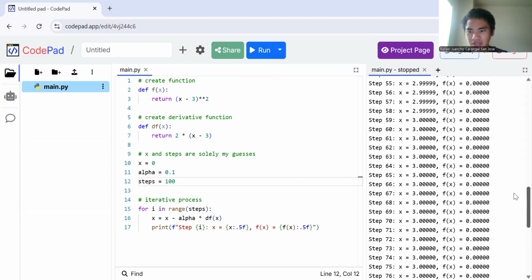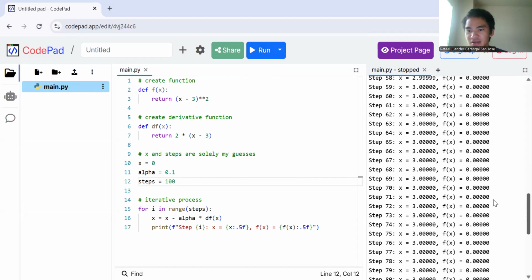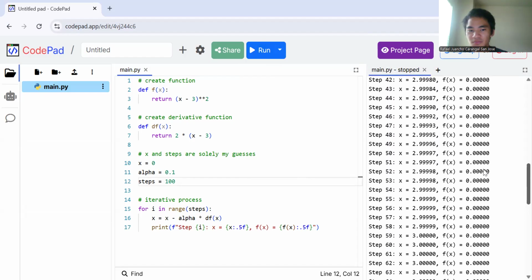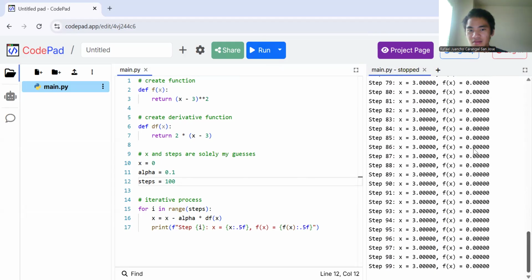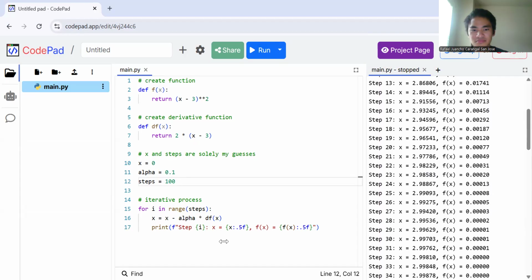Right, so either way, we're going to get to exactly 3 when our function is 0. Our function will be 0 because 3 minus 3 is 0. So either way, we're going to get exactly a 3. And so it's just this idea of choosing the right alpha in order to get to there.